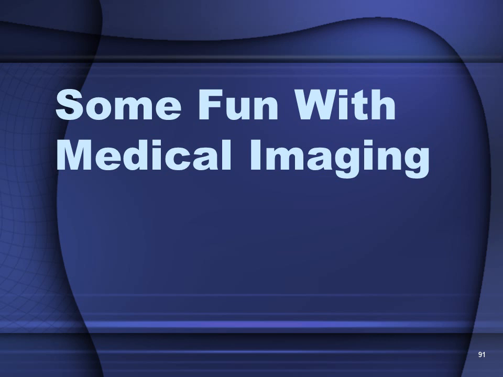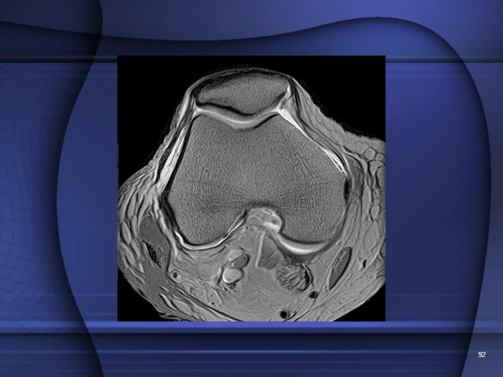Before I conclude this presentation, let's have a little fun with some medical imaging. So this is a high-resolution MRI image of a patient's knee. This is an axial section, so this is anterior and this is posterior. This is the patella. This is the distal end of the femur. So the question then becomes, which knee is this if we have an inferior view?